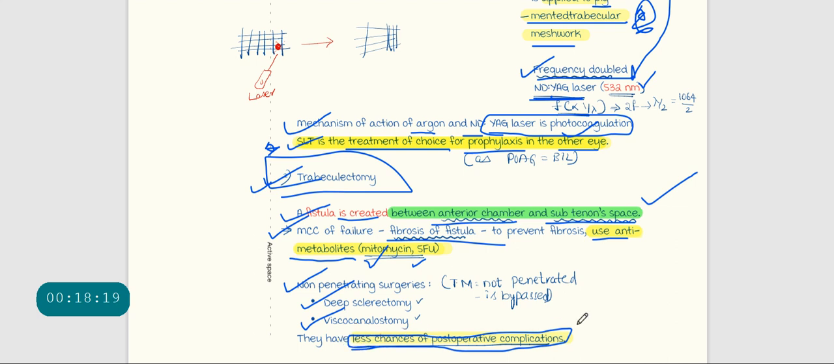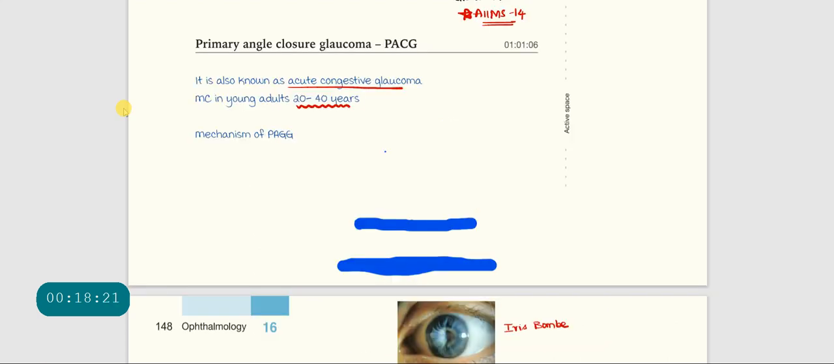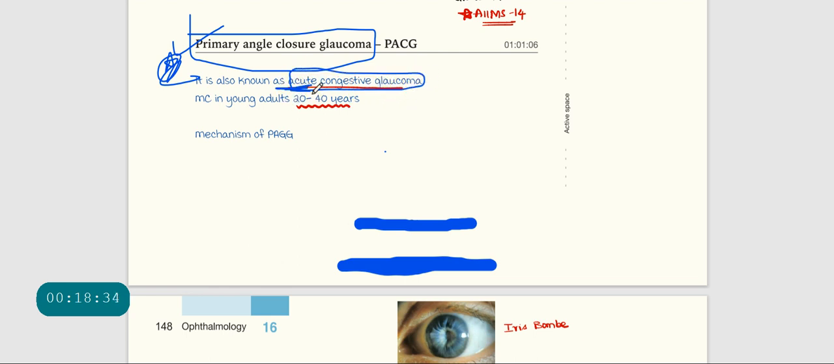Now the next topic, primary angle closure glaucoma. It is also called acute congestive glaucoma. There it was chronic, and here it is acute. It happens suddenly, at approximately 20 to 40 years of age, most commonly in young adults.